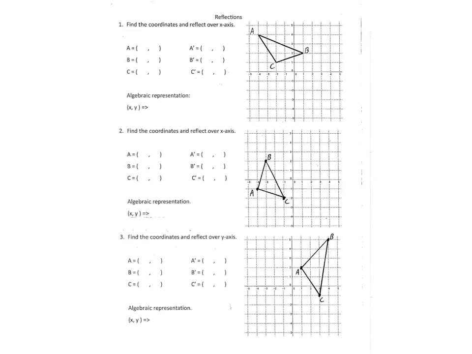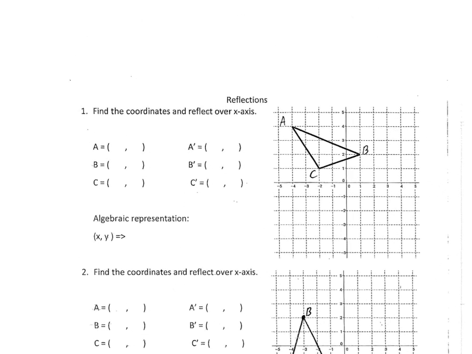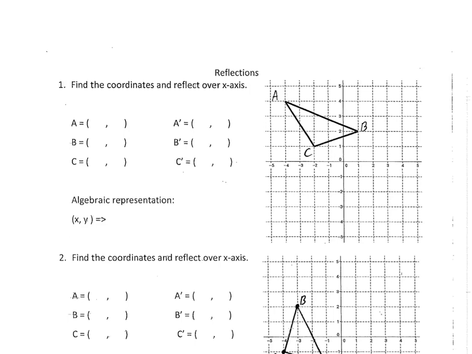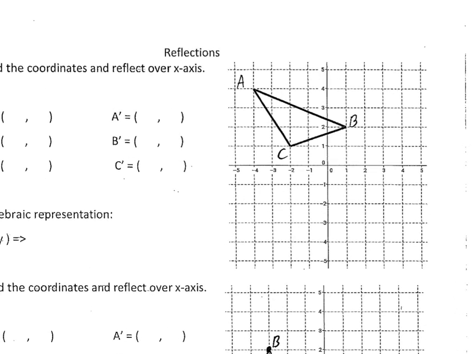This will be the reflections notes for 8th grade. So just going through this, it says find the coordinates and reflect over the x-axis. For reflections, they're always going to give us an axis which we've got to go over. This particular one tells us that we're going to be going over the x-axis. So my recommendation is highlight or identify your x-axis one way or another.